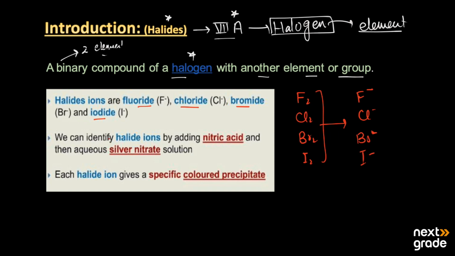So we can identify the halide ions. How can we identify the halide ion? By using nitric acid. When it is reacted with nitric acid, then aqueous silver nitrate, AgNO3, solution is added. Each halide ion gives a specific colored precipitate, so it can be easily identified. So this was a simple process of identification of the halide ions.